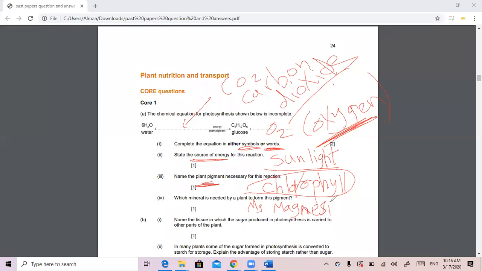That S-I-U-M. Or we write it like that, just Mg. Okay. Name the tissue in which the sugar produced in photosynthesis is carried to other parts of the plant. I want to answer what Shahad Rifat asked. Muhammad Zuraiqat, what is the tissue?